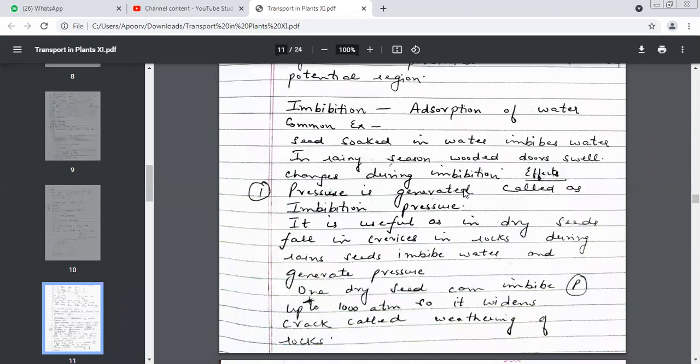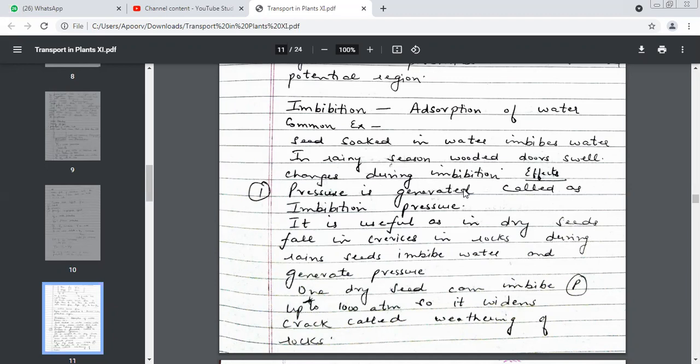Now what happens? What changes take place during imbibition? Let us study that. Supposing imbibition process is taking place, water is entering something. It could be a seed or it could be a door. Then what happens after that? Okay, changes during imbibition. Number one, pressure is generated and this pressure is called imbibition pressure. Whenever water will enter, whether it is entering a seed or a wooden door, some pressure will be generated. What is this pressure called? Imbibition pressure. Please remember, this pressure is called imbibition pressure.